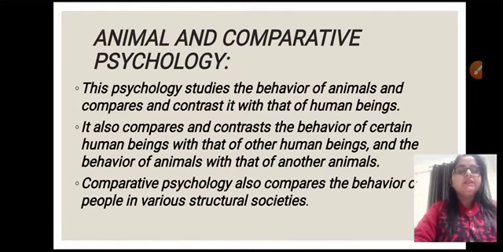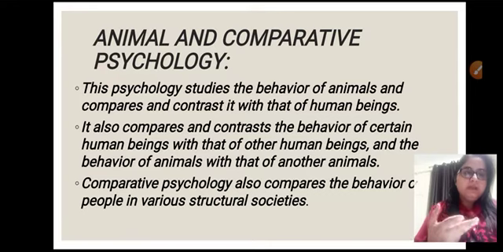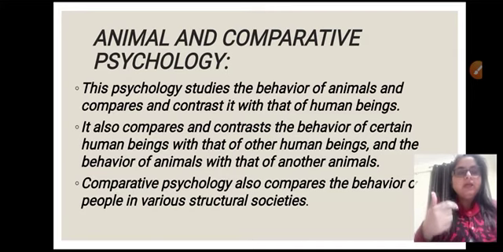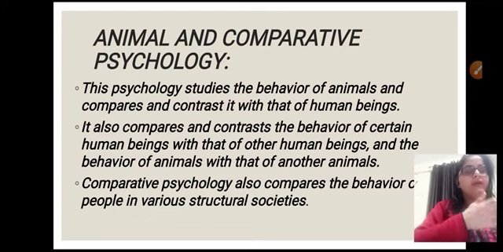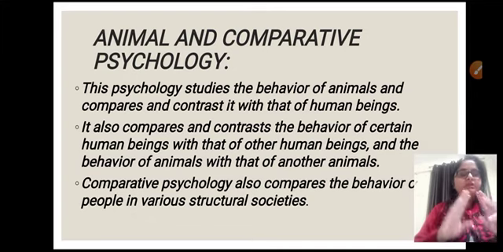So basically, in this branch we are going to do three comparisons. First comparison, how one individual is different from another individual. Second comparison, how one animal is different from another animal. Third comparison, how one human being is different from an animal. So basically, three comparisons: human with human, animal with animal, human with animal. So in this branch we study animal behavior and also do some comparisons.